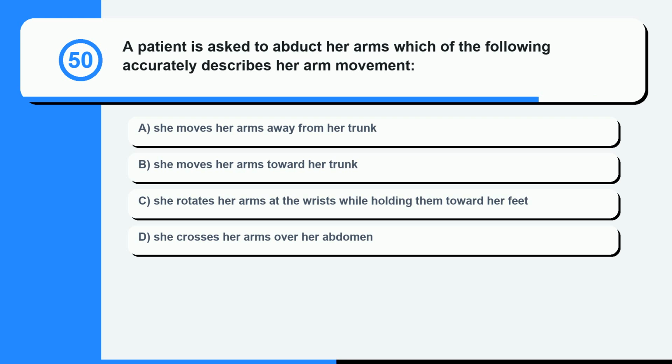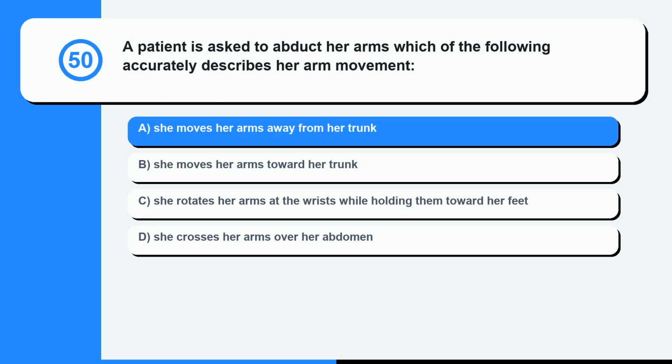Question 48. A physician asks you to place the patient with his dorsal side facing the exam table. Which of the following accurately describes how the patient is positioned? A. The patient is lying prone. B. The patient is lying supine. C. The patient is lying in the recovery position. Or D. The patient is lying on his stomach. The correct answer is B.